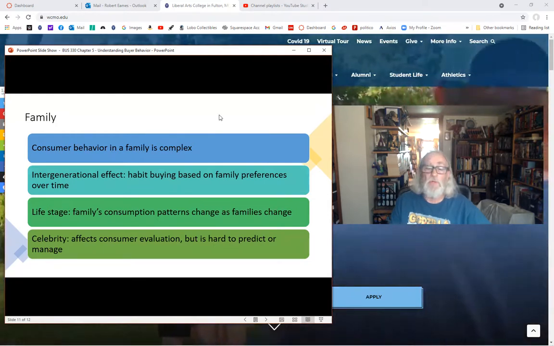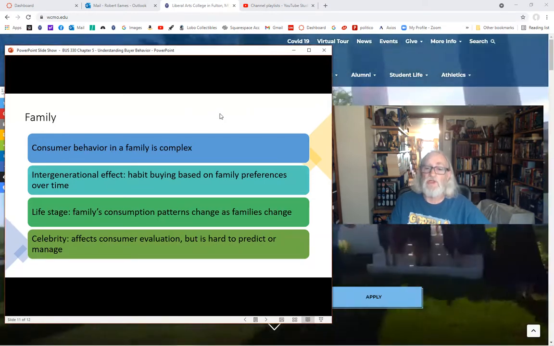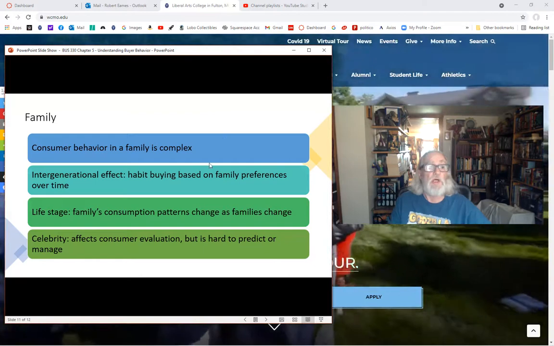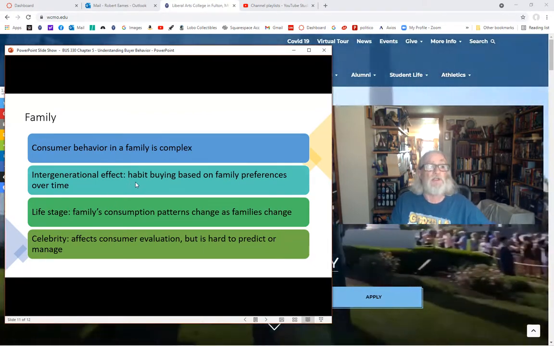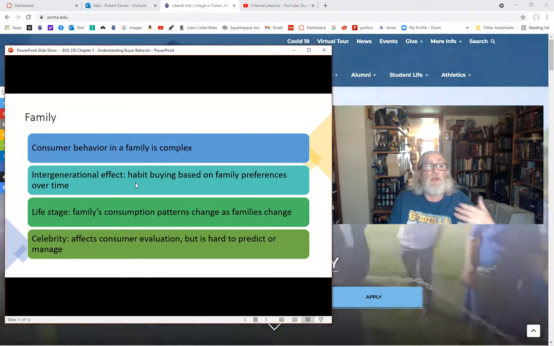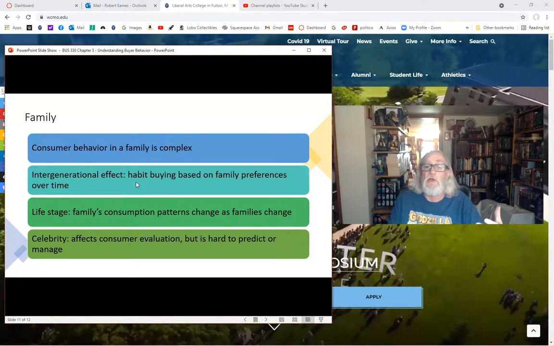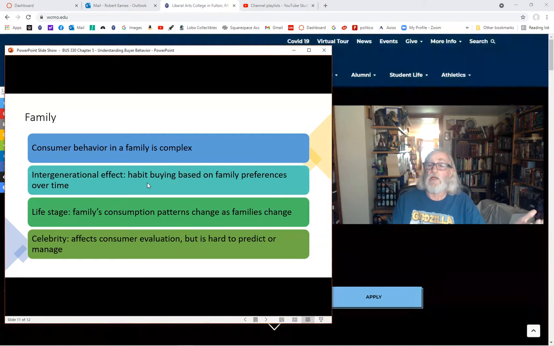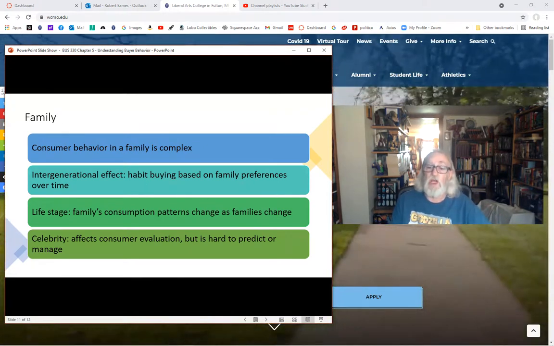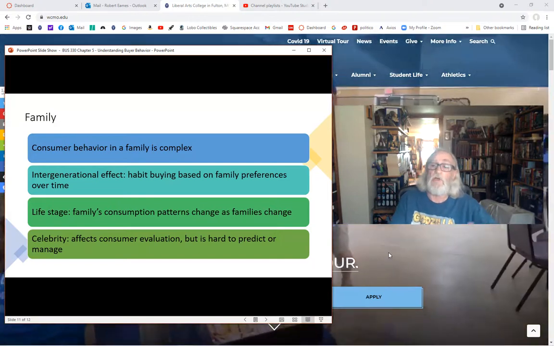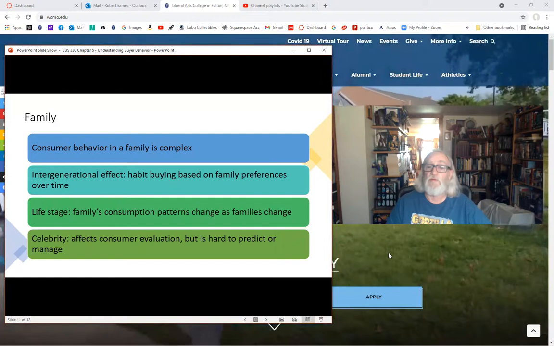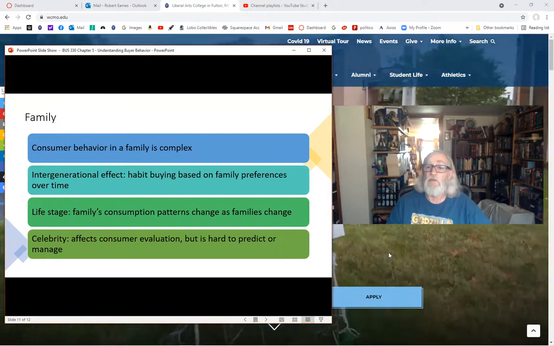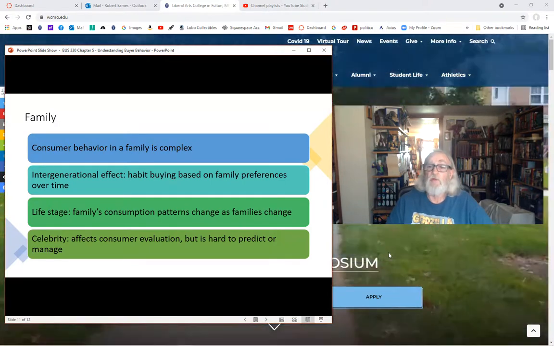And we've certainly got to be aware of family interaction, family dynamics. Consumer behavior is family behavior quite often, and it is complex. And we have to be aware of intergenerational effects that we have. For instance, habit buying, and we've talked a little bit about habit buying as one of the consumer behaviors that we would like to overcome in many instances. Well, often habit buying is just based on family preferences that have been passed down over time.